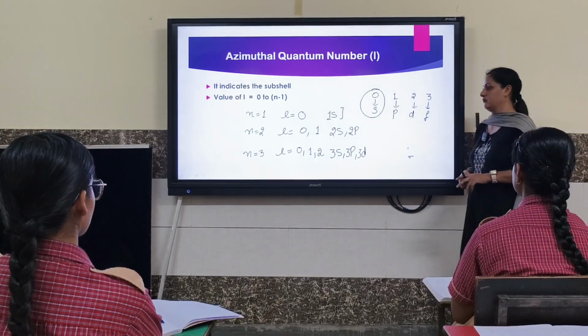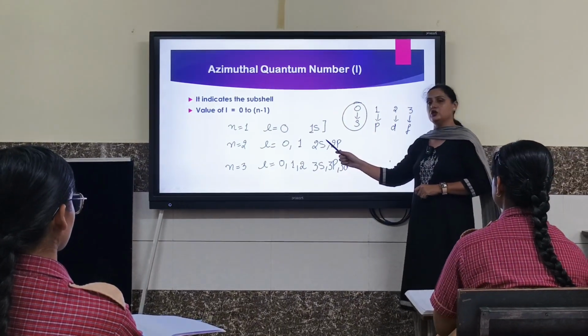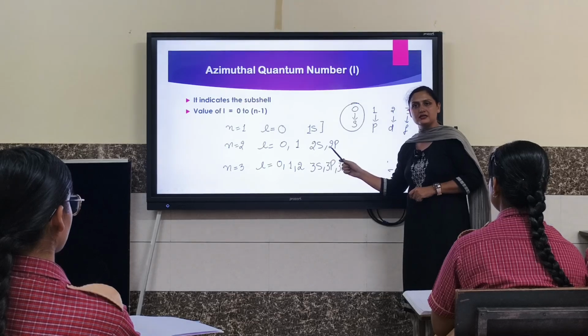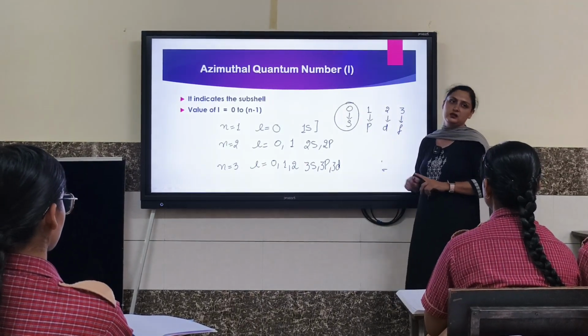So in the first shell we have only one subshell, which will be 1s. In the second shell we have two subshells, one will be 2s and 2p. For the same, third will be 3s, 3p and 3d.